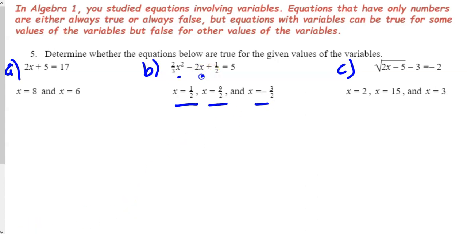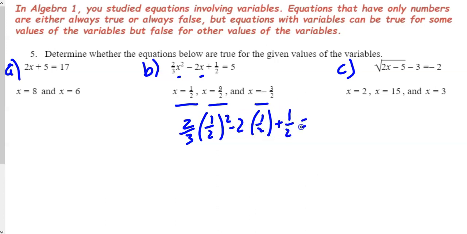So essentially what I'm doing here is I'm going to take 2/3 times a half squared minus 2 times a half plus a half. Does that equal 5? Let's go ahead and do this one out by hand, even though we do have our calculator.